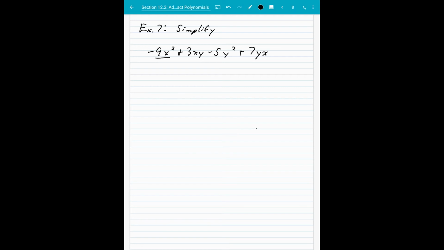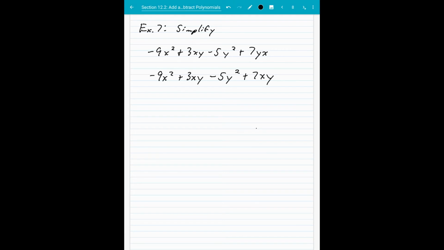First off, before I combine any of these, I want to make sure everything's in order. Notice this one is in XY order, and this one's in YX order. I like to organize all of my expressions to have continuity, meaning they look the same. Because of the commutative property, it doesn't matter what order I write y and x in. I'm going to write it as 7xy. Now everything looks more continuous, and it all looks in order.